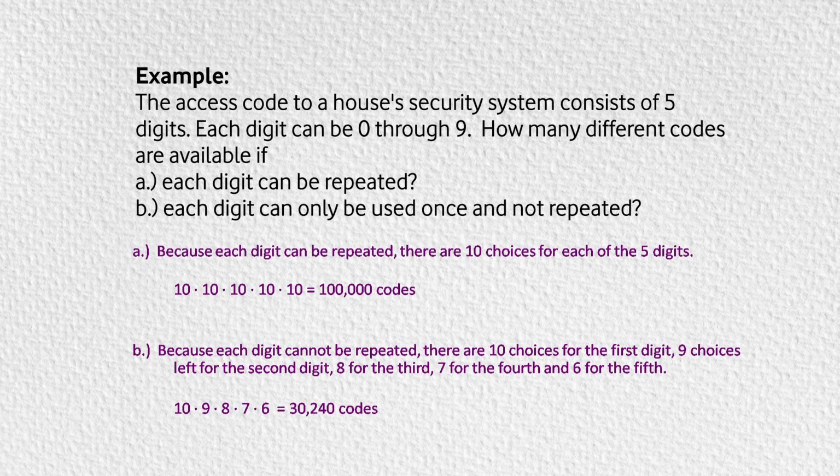Now because each digit cannot be repeated, there are 10 choices for the first digit, 9 choices left for the second digit, 8 for the third, 7 for the fourth and 6 for the fifth. So the answer is 10 times 9 times 8 times 7 times 6, which comes to 30,240 codes. So anyway, I think this is the rule of probability, and we have some more thought-provoking sessions which talk more about the probability rules.